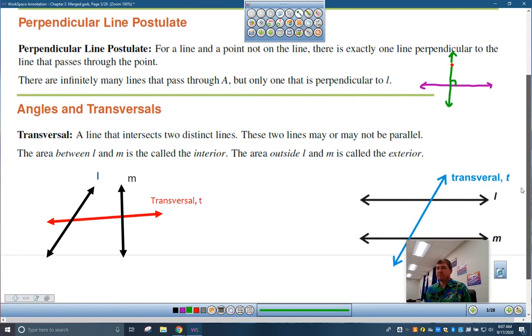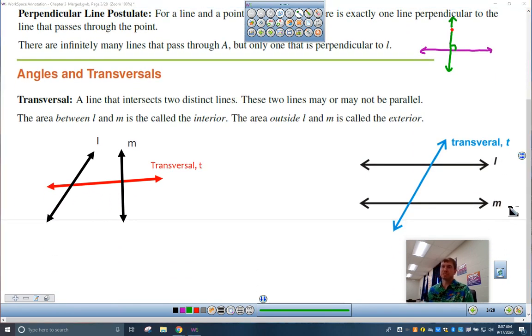And now we're ready for a new word called transversal. It's a line that intersects two distinct lines. The root word trans is across, like transcontinental, going across the continent. And so this is a line that goes across other lines. Here we have transversal T going across lines L and M, and then we have another diagram with transversal T going across lines L and M.